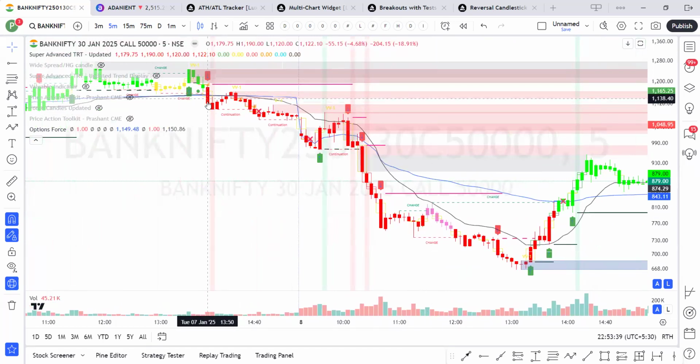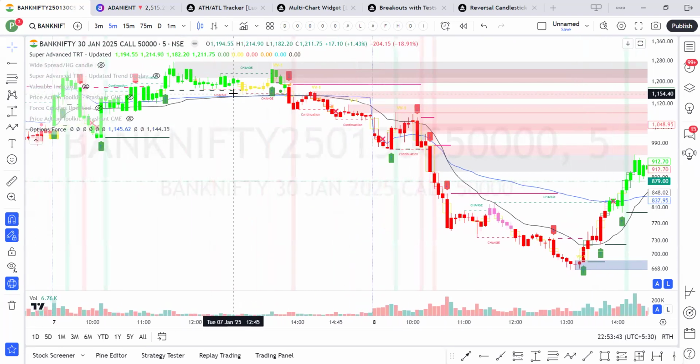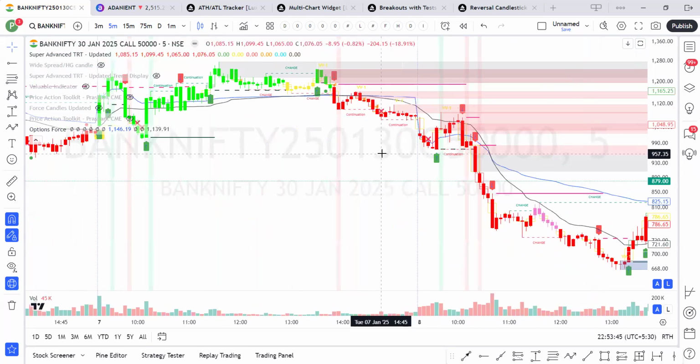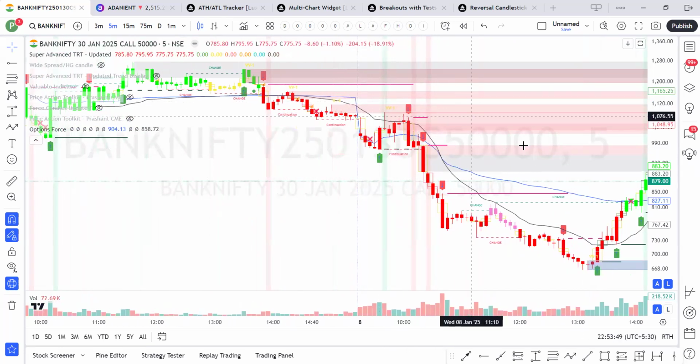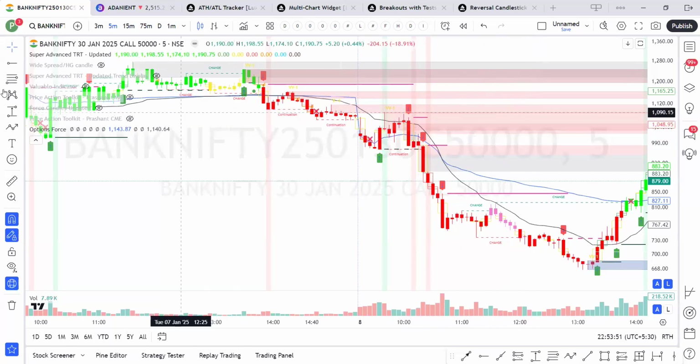See, it has given a sell signal here. For intraday trading also, it gave a retracement entry also. Intraday decay will also help. This was today's chart.